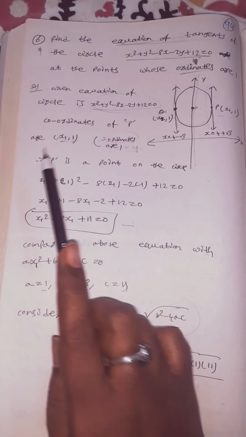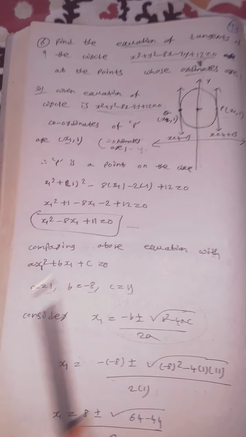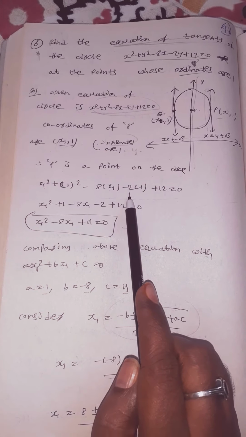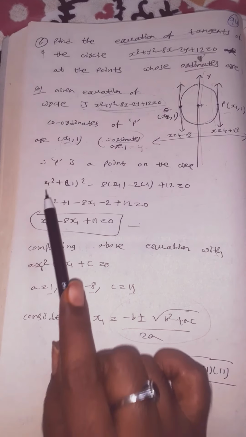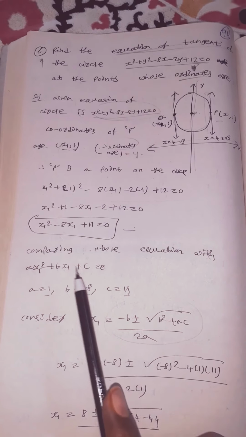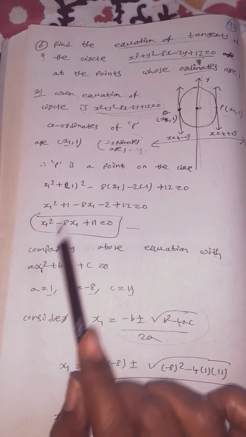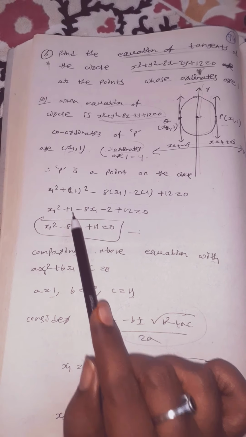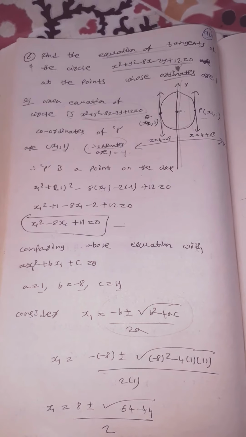So here the x value is x1, the y value is 1. Substitute in the given circle equation: x1 square plus 1 square minus 8 into x1 minus 2 into 1 plus 12 equal to 0. So x1 square minus 8x1, see children, constants: minus 2 plus 12 is 10, 10 plus 1 is 11. So x1 square minus 8x1 plus 11 is equal to 0, children.